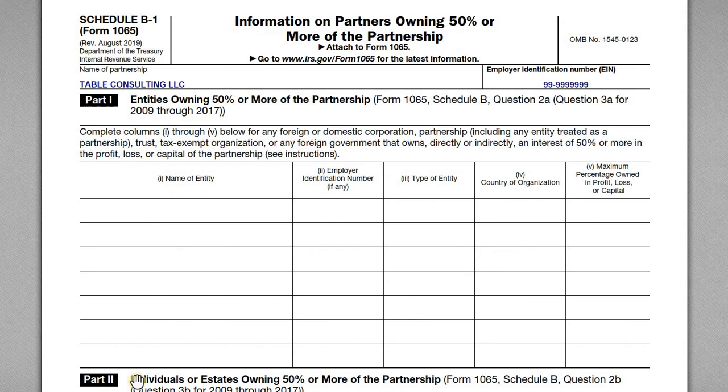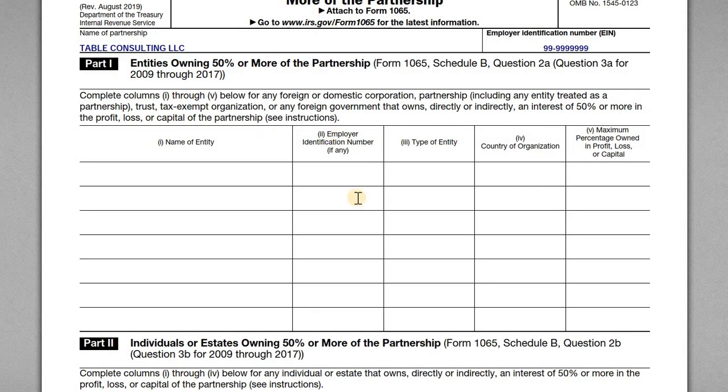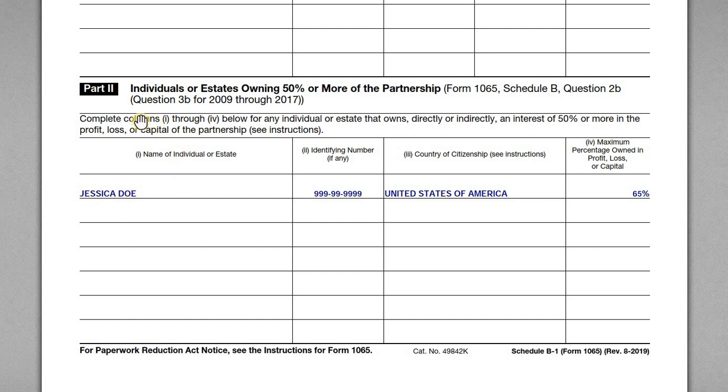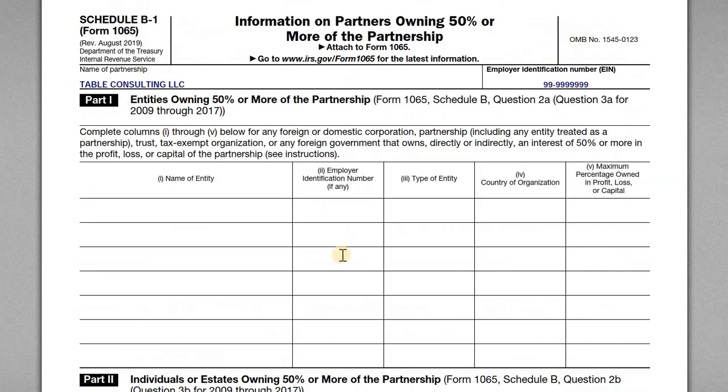So if we look at the B1 here, we have Table Consulting, the EIN for the company. Part one is blank because we don't have any entities that are partners here. We just have individuals. So in part two, we have Jessica's information, right? Her name, her tax ID number, where she's a citizen of the U.S., and then her maximum percentage owned at the end of the year. Okay, so it's pretty straightforward for that example.